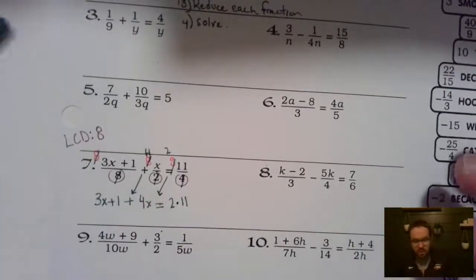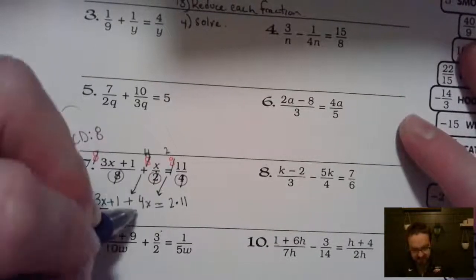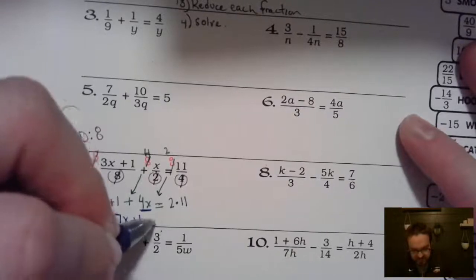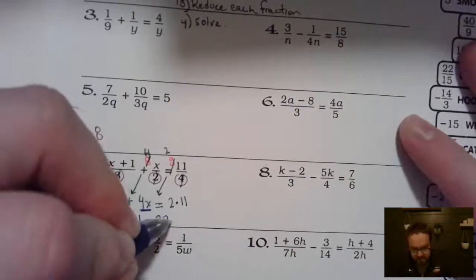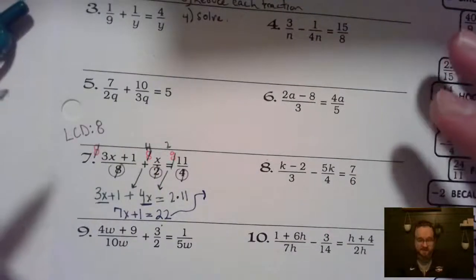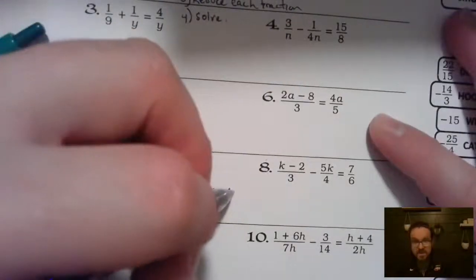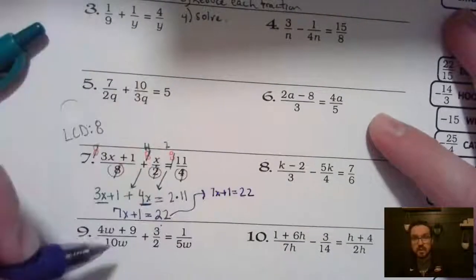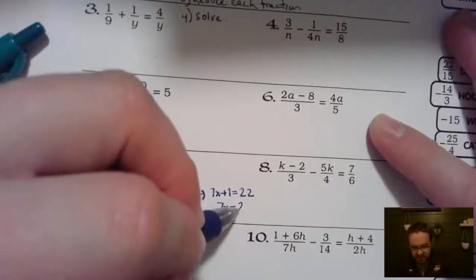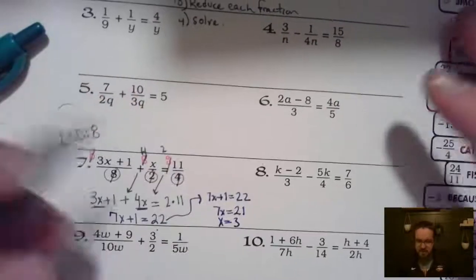Alright, so we're going to take a look here. Looks like I have 3x and 4x. That just makes 7x plus 1 equals, as I said, 22. I'm going to go over here and move it to the next column. So 7x plus 1 equals 22. I'm going to subtract 1 from both sides. That makes 7x equal to 21, and then x equal to 3, right?